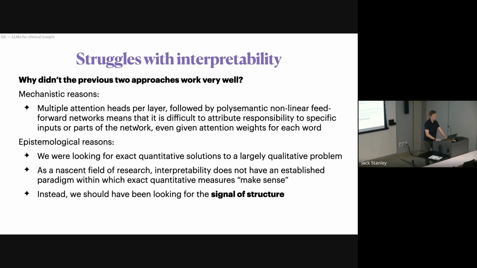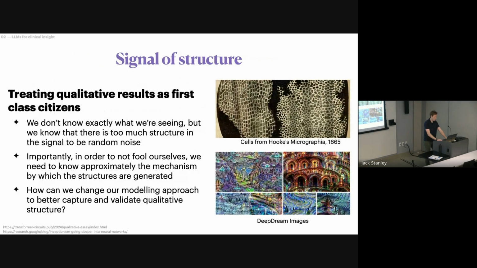So instead, what we should have been looking for is something known as the signal of structure. The signal of structure is really just the idea that we should be treating qualitative results as first-class citizens. So this is the idea that we don't exactly know what we're seeing, but we do know that there's too much structure in this signal that we are seeing to be just random noise.